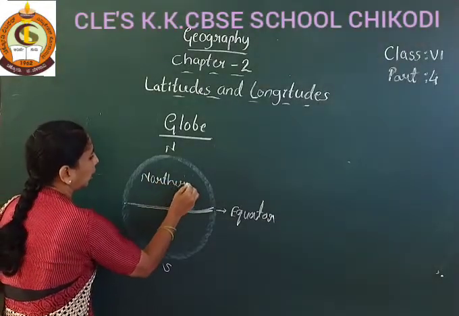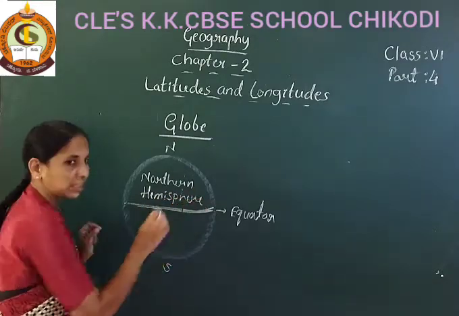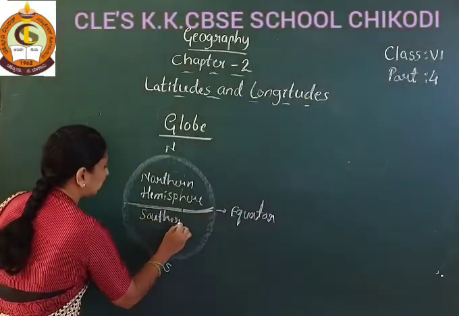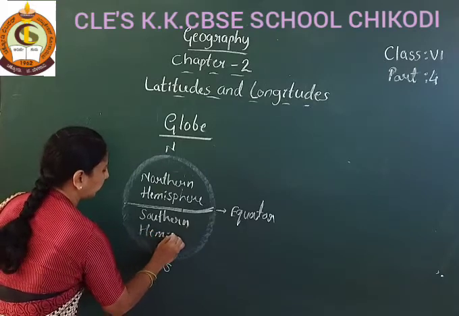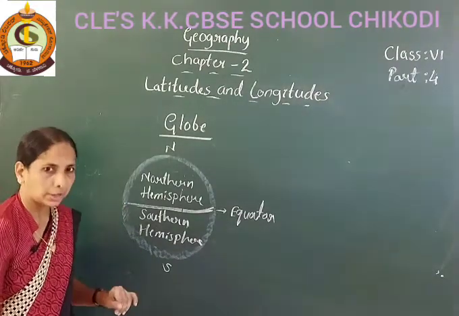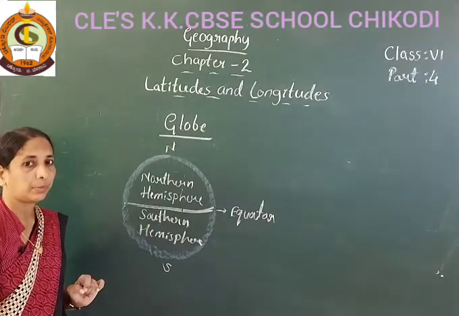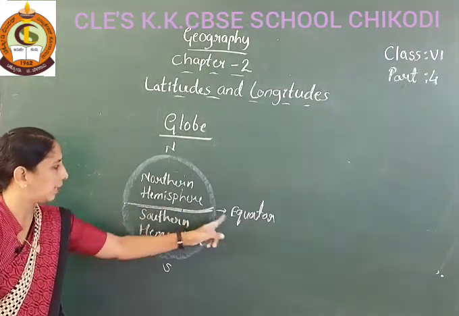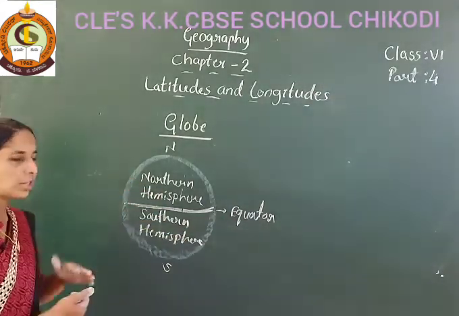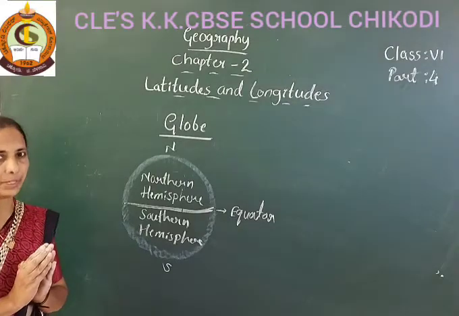When it divides the earth into two parts, the upper part is the northern hemisphere, and the lower part is the southern hemisphere. The upper part is the northern hemisphere and the part below the equator is the southern hemisphere.